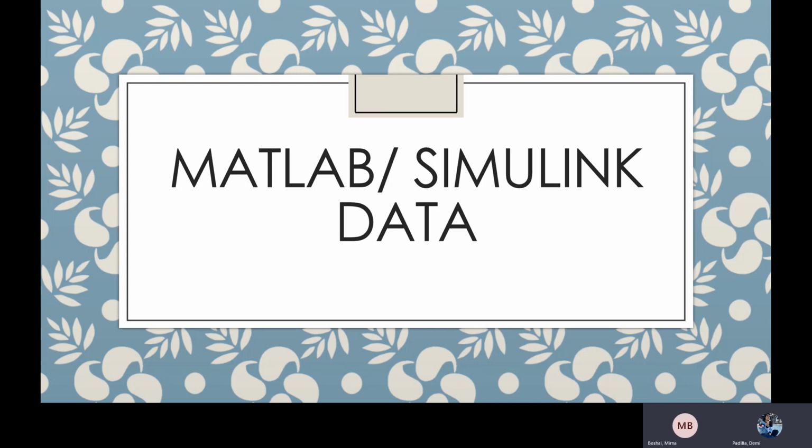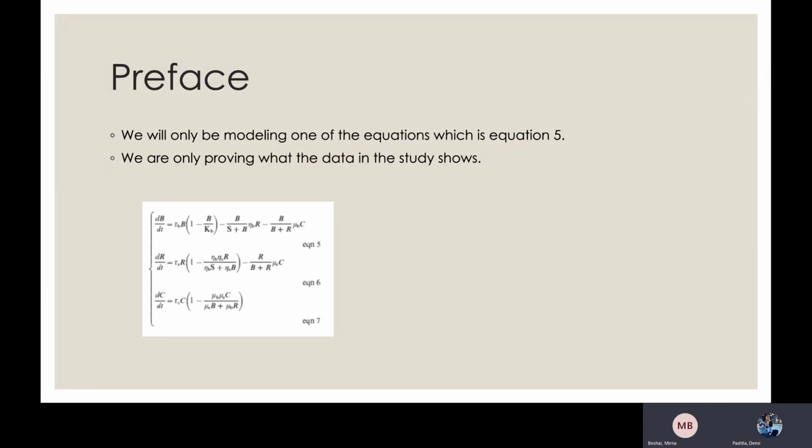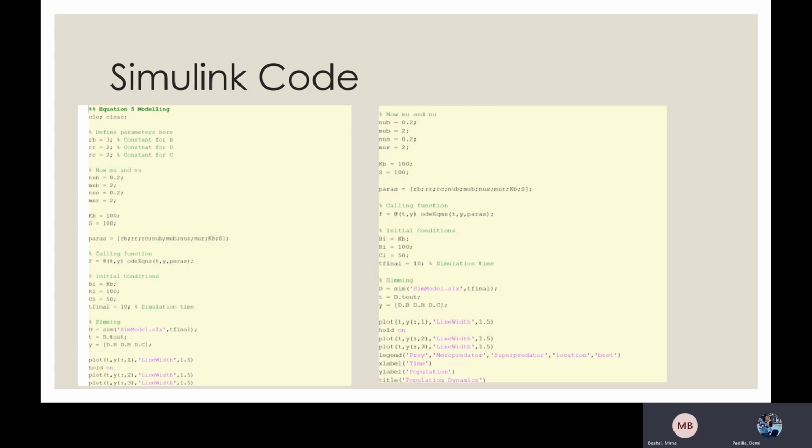Okay, so now we're going to be talking about the MATLAB and Simulink data that we produced. We will be modeling one of the equations, equation 5, and we're going to be proving the data that the study has already shown us. I chose to use coding to define the parameters because it made it easier to change the parameters in the model.